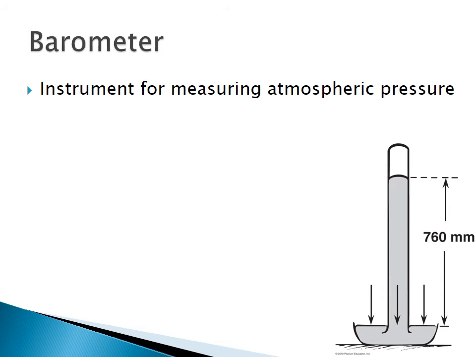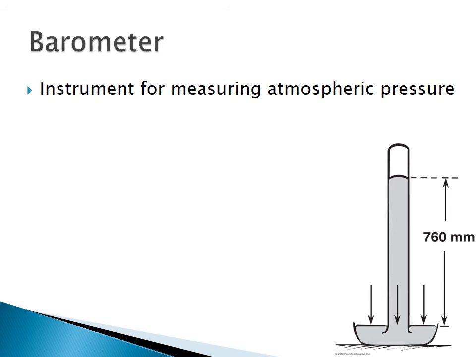Now, you would think that might completely empty out, but it doesn't. But what they found is only a certain column, a certain height, could be established, and that height is 760 millimeters, or 76 centimeters, or 0.76 meters, about 3/4 of a meter. Now, why is that? Why doesn't it completely come down?